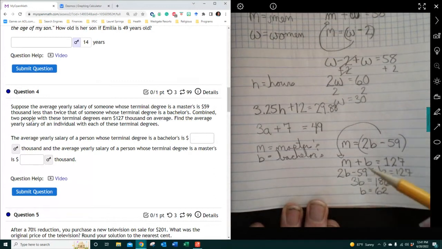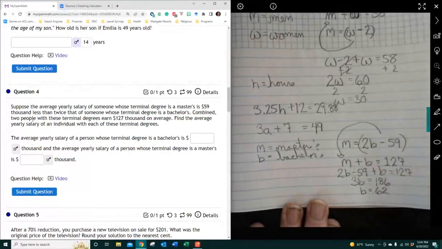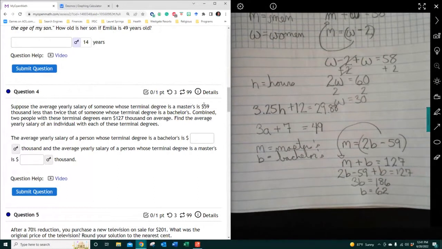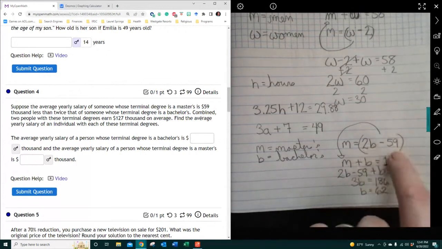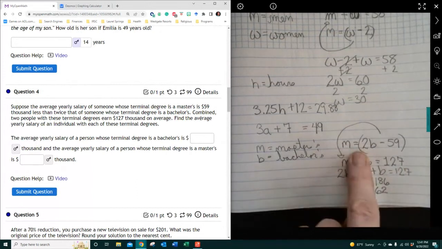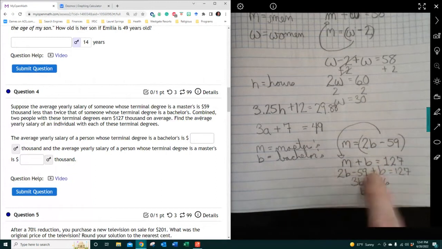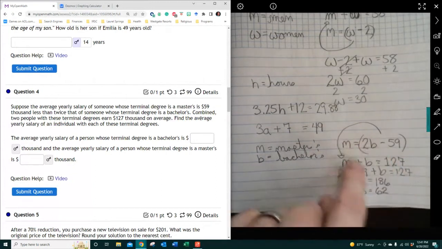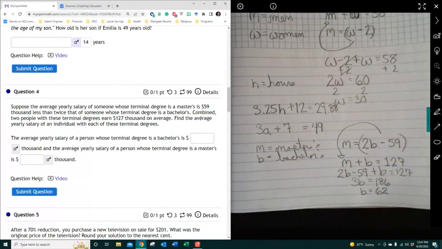Now, what some of you might be frustrated about again is how I got the M. It's called reading. It says the master's is 59,000 less than twice the someone whose terminal degree is a bachelor's. So that means exactly what's written here: twice the bachelor's minus 59 is the master's, represented with an equal sign. Once you have that, and it says the combined is 127, you plug this in for M. And then you have your value.